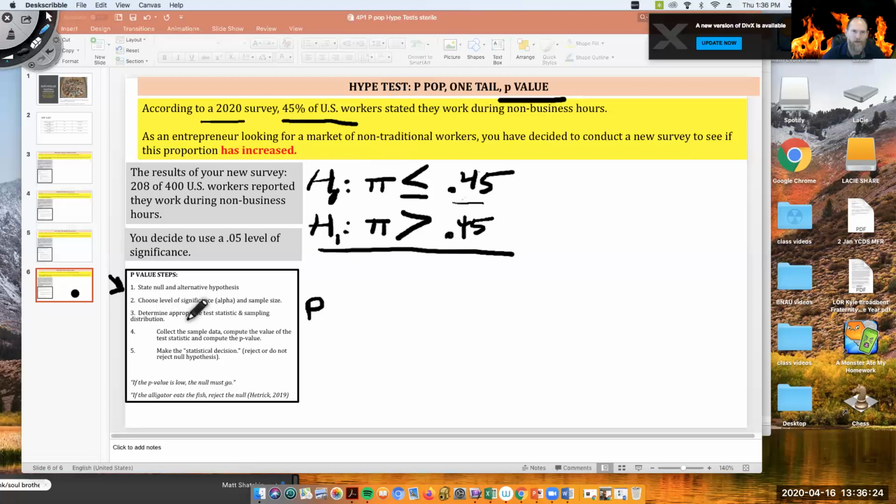That was step one. Level of significance, alpha 0.05. P, we're not messing with P yet. Sample size is 408, or excuse me, 400. All that hasn't changed. Appropriate test statistic, we're rolling with the Z, and therefore we're rolling with the Z stat.